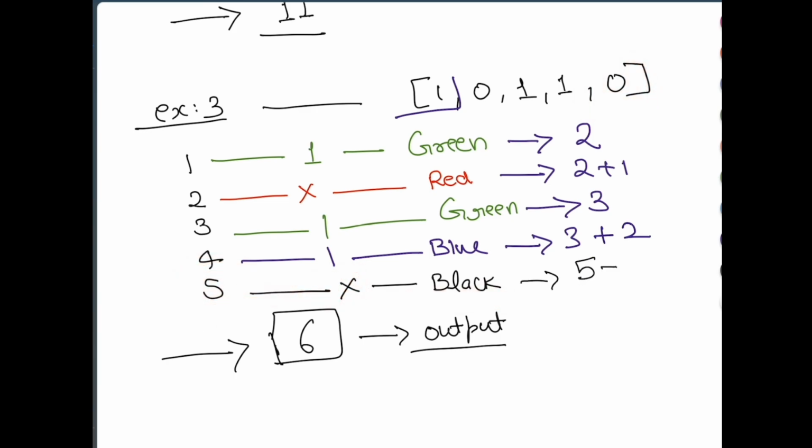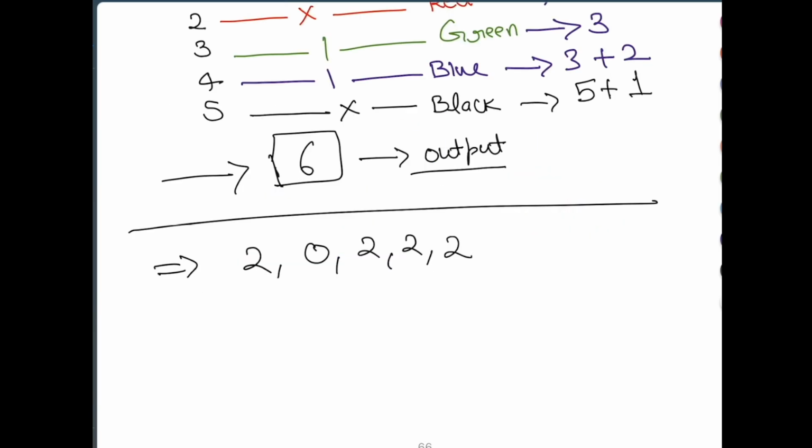And our final answer is going to be 5 plus 1. This 5 is coming from the previous rabbit's answer, and this 1 is actually coming from this rabbit. So we have total 6 as an output. That is, after processing this information, I know that there are at least 6 rabbits in the forest. Now let us try to understand how we can solve this particular problem programmatically using this example.